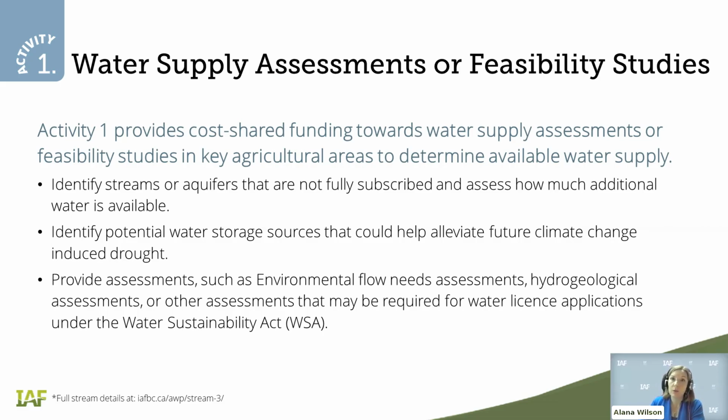Starting with Activity 1, which provides cost-shared funding towards water supply assessments or feasibility studies in key agricultural areas to determine available water supply. These assessments and studies identify streams or aquifers that are not fully subscribed and assess how much additional water is available. This may allow for an increase in water supply for agriculture.